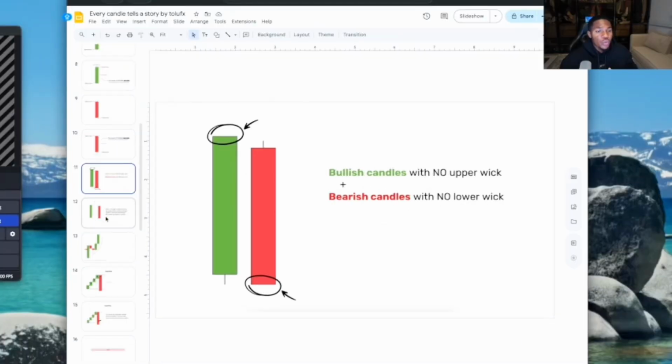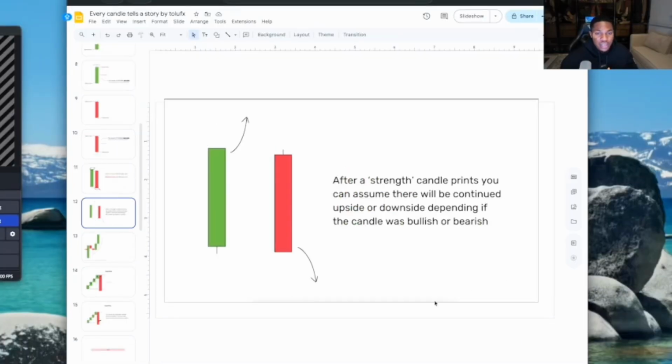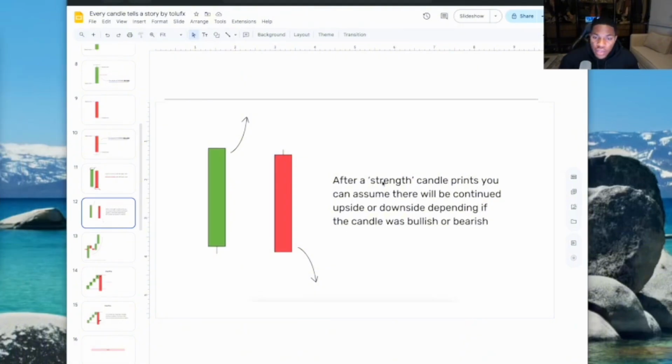So now when we go further to explain this, over here we can see that after a strength candlestick prints, you can assume that there will be continued upside or downside, depending on if the candlestick was bullish or bearish. So let's take for example, right here we have a bullish strength candle and a bearish strength candle. Now both of them show, this bullish candlestick shows no interference from sellers, and this bearish candlestick shows no interference from buyers.